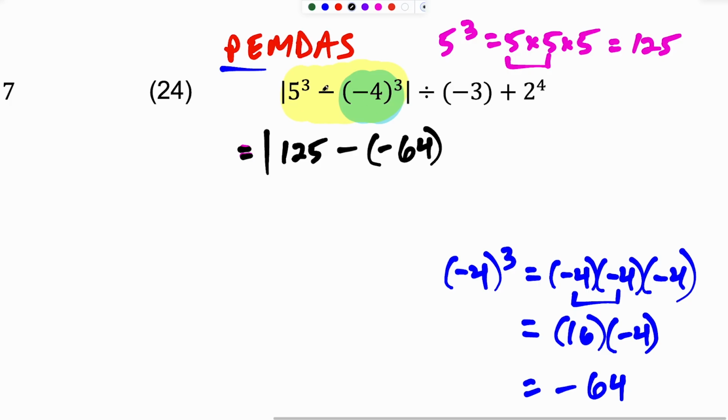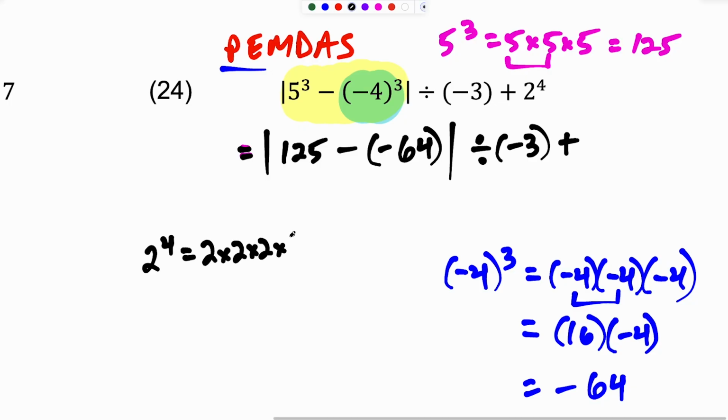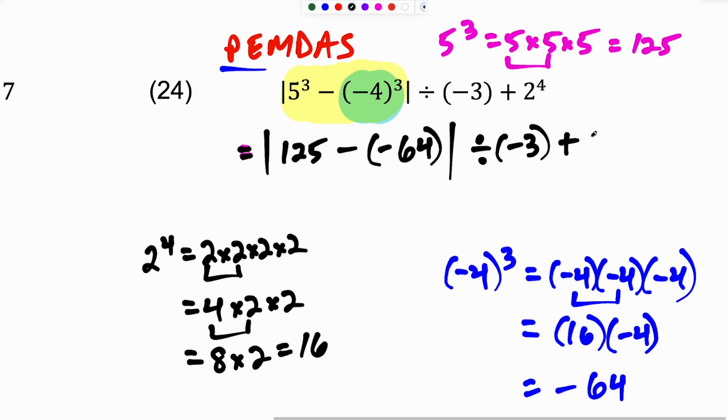So we are subtracting negative 4 to the third power, which is negative 64. So we're going to have two minuses here, which is going to change to a plus sign in a bit. And then after, we have divided by negative 3, and then plus 2 to the fourth power. And 2 to the fourth power, I could just evaluate on the side. That's 2 times 2 times 2 times 2. We do 2 times 2 is 4, and we have two more factors of 2 to multiply. Then 4 times 2 is 8, and 8 times 2 is 16. So at the end, we have 16.